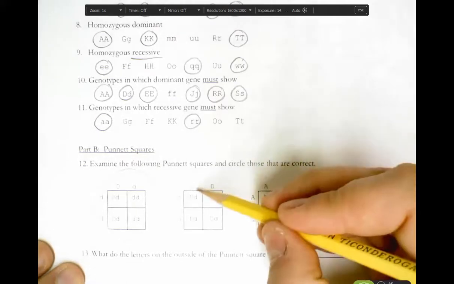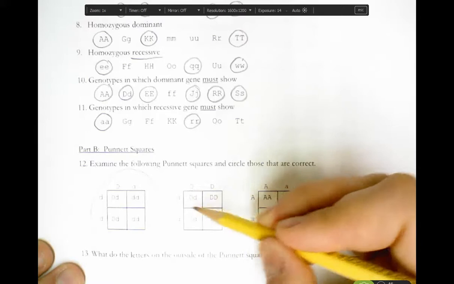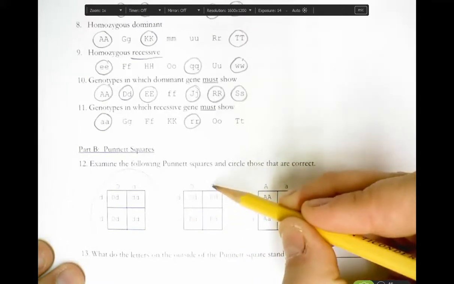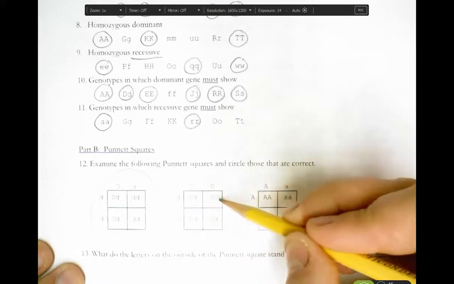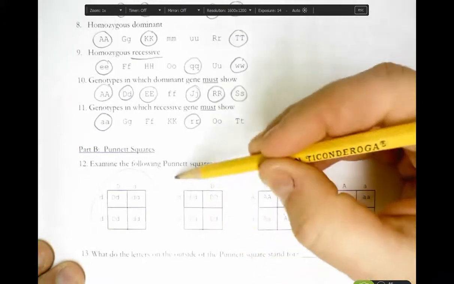Alright, next one. Uppercase D comes down, lowercase d comes across. Is that box correct? Yeah. Next one over. Uppercase D comes down, lowercase d comes across. Is this box correct? No, so we know this box is not correct.